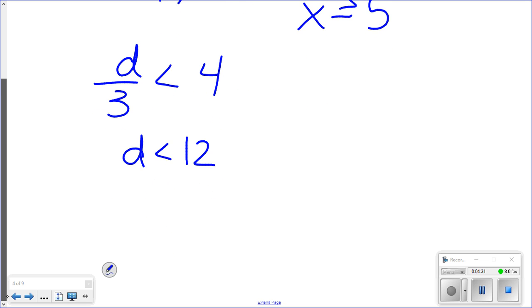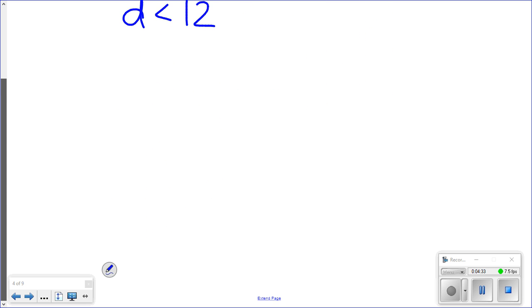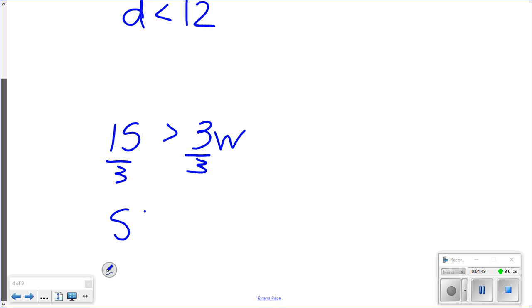Let me do one more for you. You don't have to write it down. I just want to show you. Let's say I have 15 on this side, and it looks like this. What would I do? Still divide. Divide by 3. I've got to divide this with a variable. Divide by 3, divide by 3. Now, this is how the answer would be written though. 5 is greater than, thank you, 5 is greater than w.